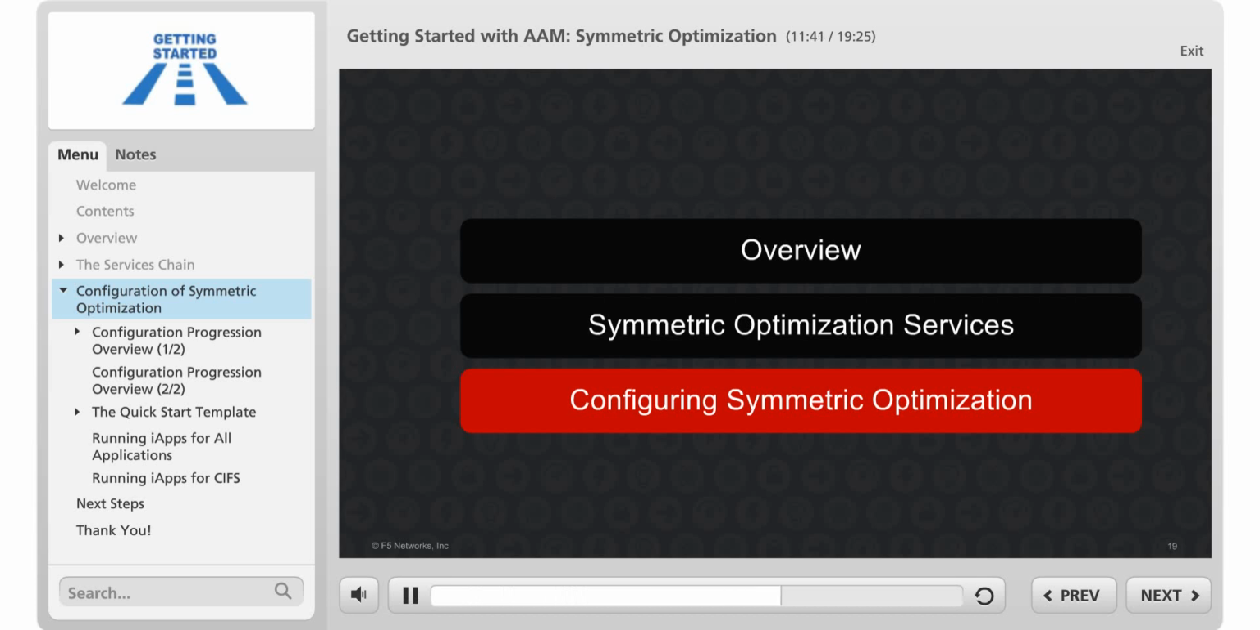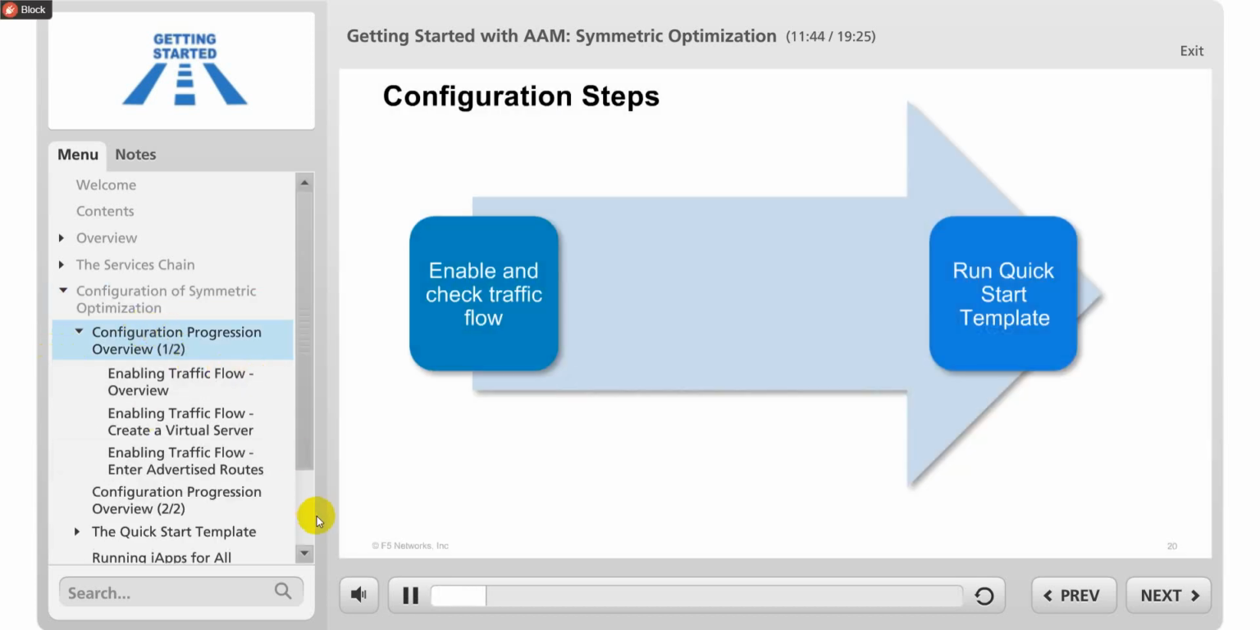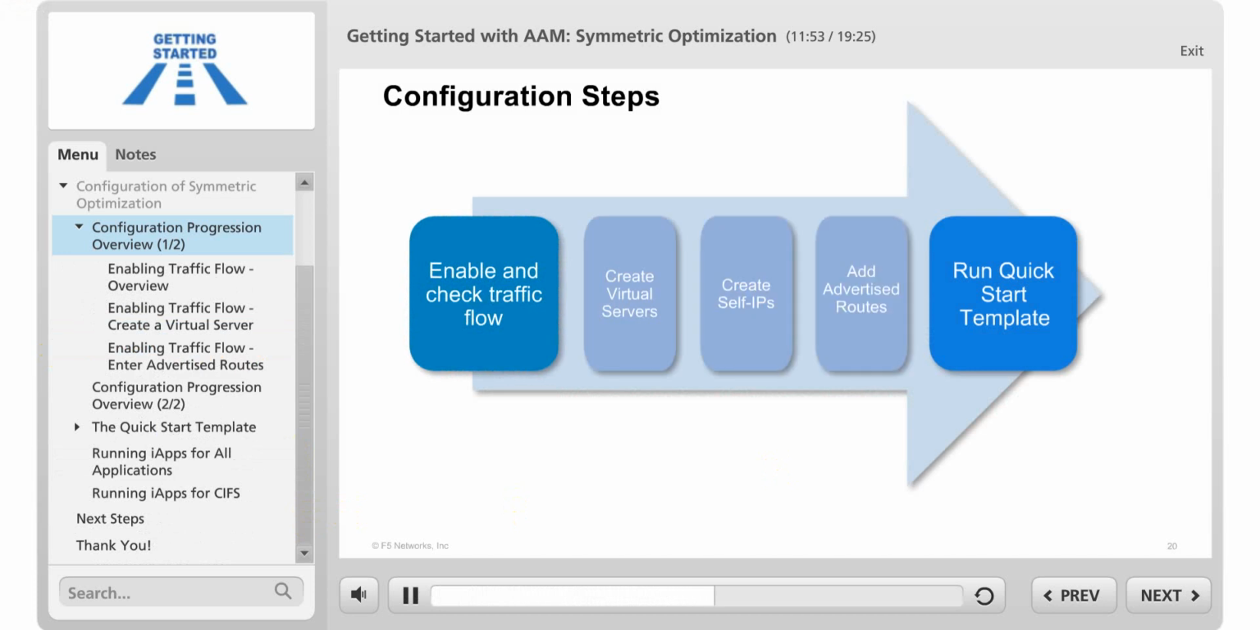Configuring symmetric optimization. Loosely, in order to configure symmetric optimization, you first need to check that traffic can flow unimpeded between your two BIG-IPs. This involves creating a few configuration objects. Then you can use the Quick Start template to configure the actual optimization objects.